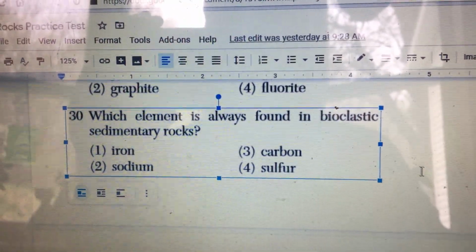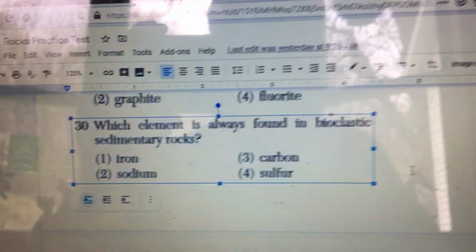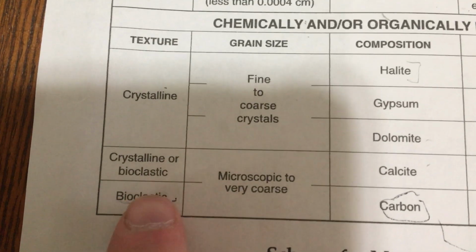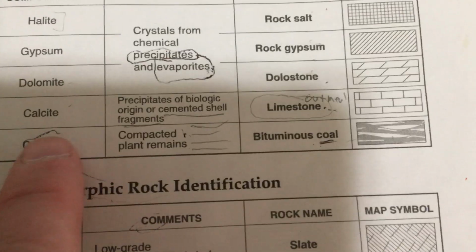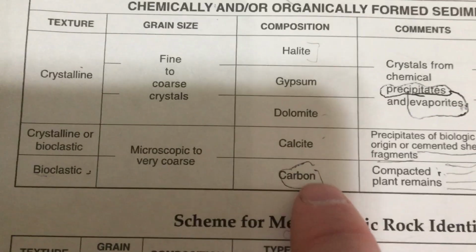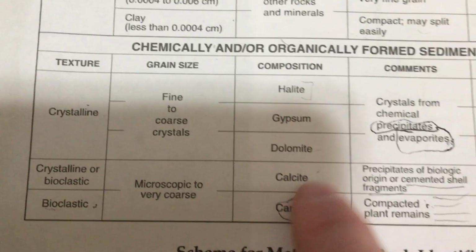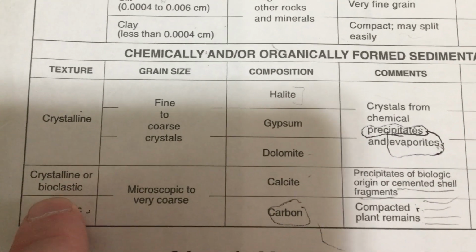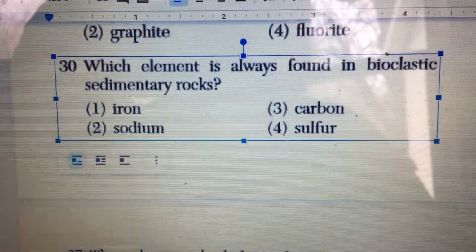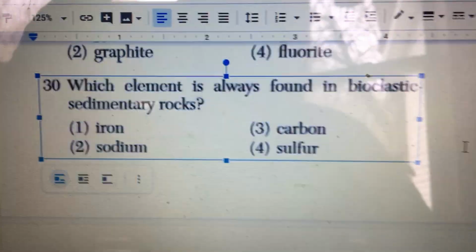What element is always found in bioclastic sedimentary rocks? So we flip around, we go to sedimentary, we go to bioclastic, and it looks like I got them both here. So my choice is, it's either got to be calcites or carbon. The composition of bioclastic rocks is going to have one of those two in there. So it looks like choice 3 is my best go.